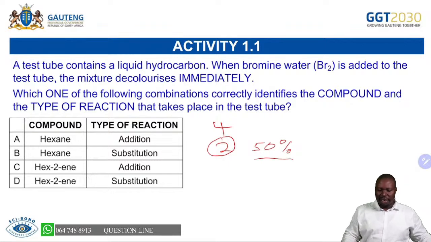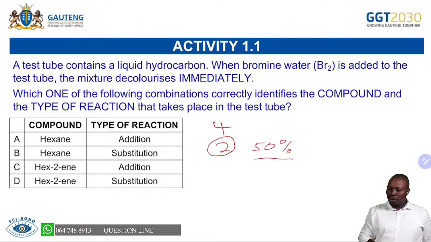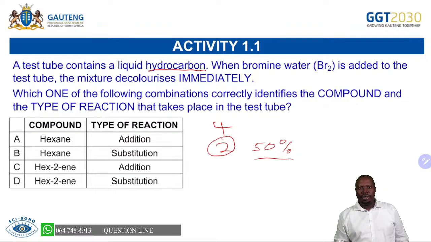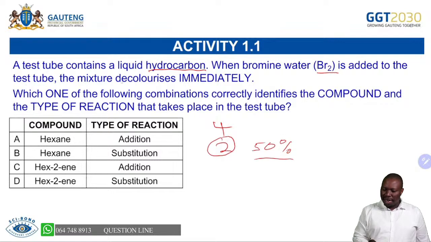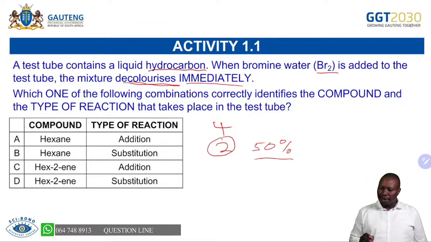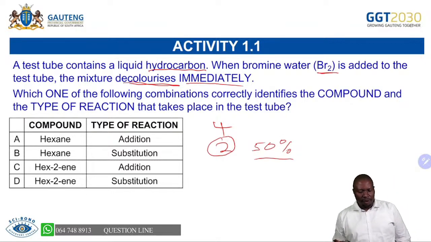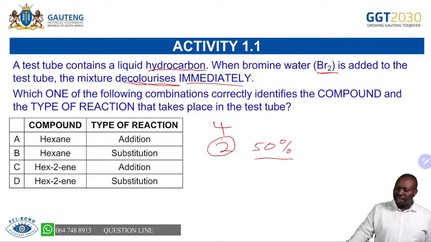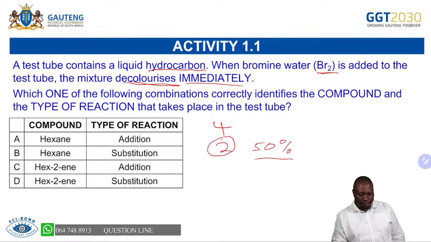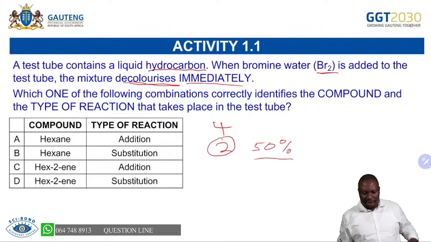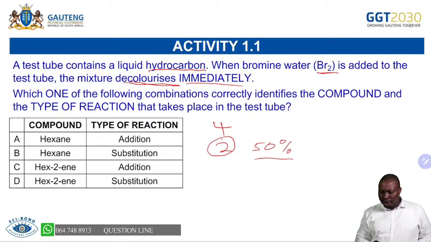Now let's look at this one. They are saying a test tube contains a liquid hydrocarbon. When bromine water is added to the test tube, the mixture decolorizes immediately. So that is the first statement. So you are able to see there that we have a hydrocarbon, we have bromine water. Which one of the following combinations correctly identifies the compound and the type of reaction that takes place in the test tube? Now, what you have to understand is that you are having compounds, you are having the type of reaction.